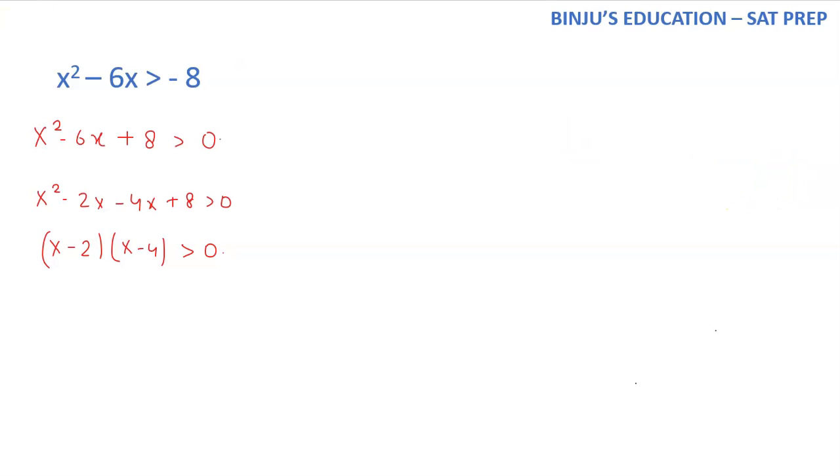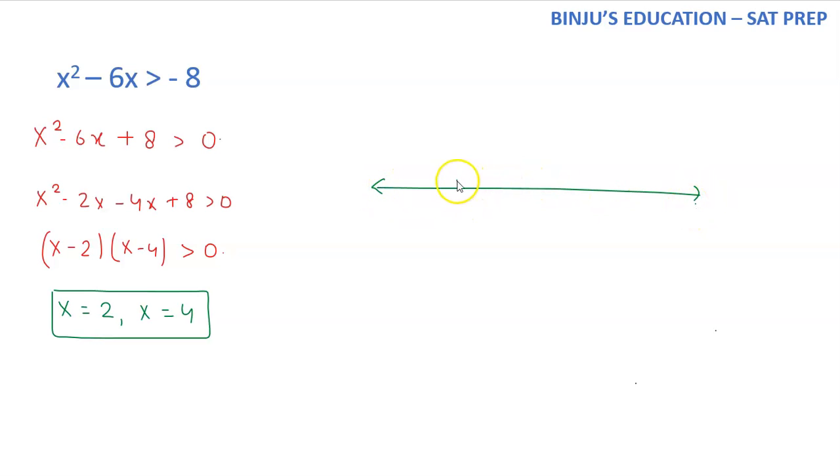Alright, so I told you in the case of the wavy curve method, you need to first calculate the critical points, and critical points are basically those values of x for which the function, or your expression, is equal to 0. So if I want x minus 2 into x minus 4 equal to 0, my critical points will automatically become x is equal to 2 and x is equal to 4. So draw the number line. When you draw the number line, you can put your critical points, so it will be 2 and 4. This 2 and 4 is going to divide your entire number line into 3 parts: greater than 4, between 2 and 4, and less than 2.